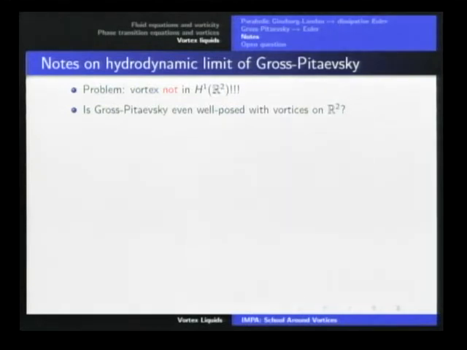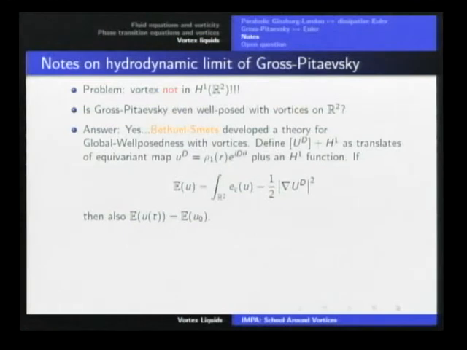Is Gross-Pitaevskii even well posed with vortices on R2? I mean, if the energy is infinite, how do you come up with a well-posedness theory for infinite energy? Well, there was an important result by Bethuel and Smets, who developed a theory for global well-posedness with vortices, so a kind of infinite analog. So what do you do? You basically subtract off an equivariant map of degree d, where d is the winding number at infinity. Okay, and so then you can renormalize the energy.